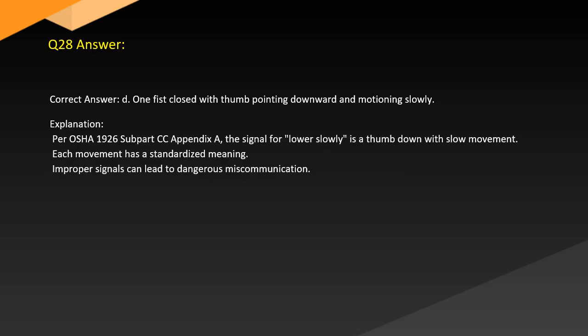Answer. Correct answer D. One fist closed with thumb pointing downward and motioning slowly. Explanation. Per OSHA 1926 Subpart CC Appendix A, the signal for lower slowly is a thumb down with slow movement. Each movement has a standardized meaning. Improper signals can lead to dangerous miscommunication.